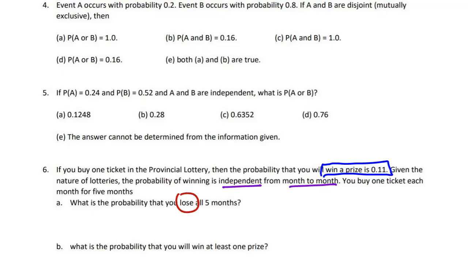Well, if the probability of win is 0.11, what is the probability that you lose? 0.89. 1 minus 0.11, so that'd be 0.89.